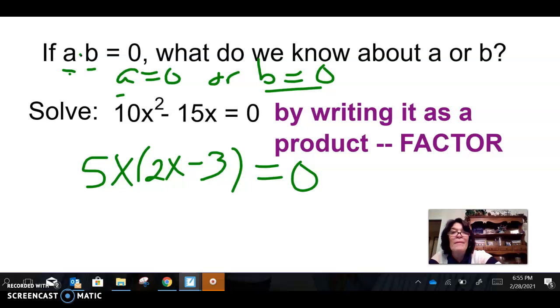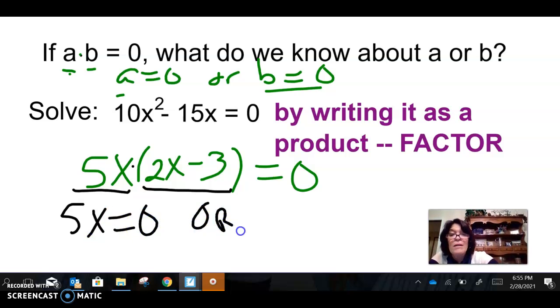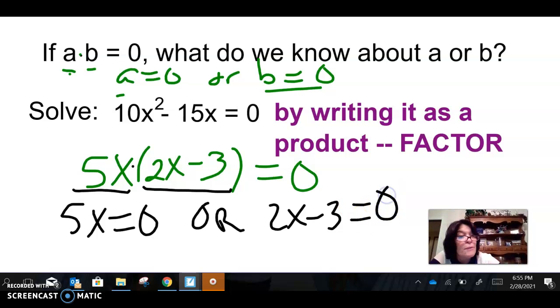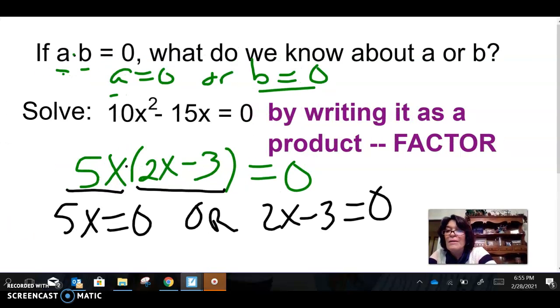Okay? Well, I have a product now. A times b. Okay, 5x times 2x minus 3 equals 0. That means either 5x is 0 or maybe 2x minus 3 is 0. One of those is 0. Now I have two little equations to solve. I can solve both of those.